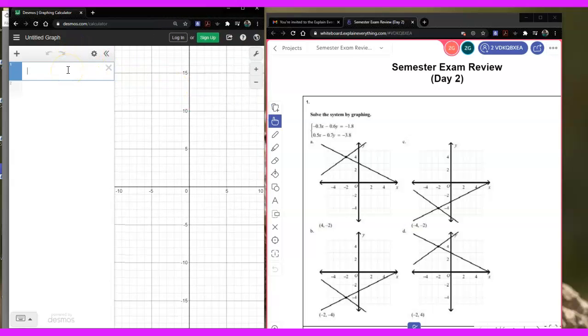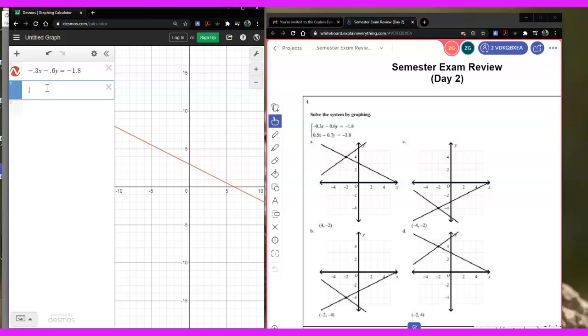So go ahead and type it in. So you have negative 0.3x minus 0.6y equals negative 1.8. Enter. And for some reason there's an error, so I'm going to try to see what's wrong with it. You might get the same error. In this case, it should have been a minus there, so there the graph appears.